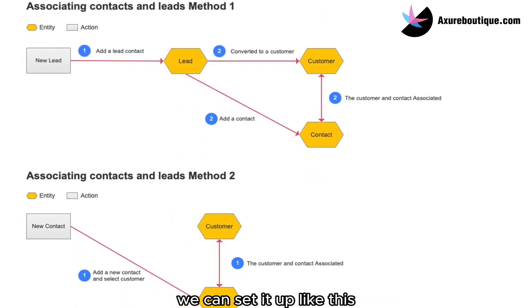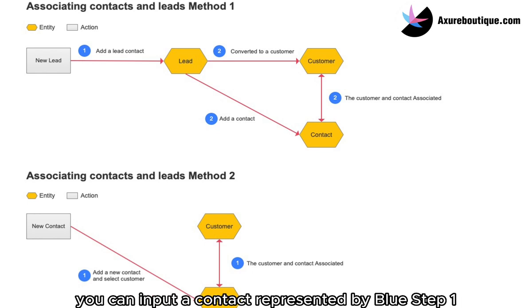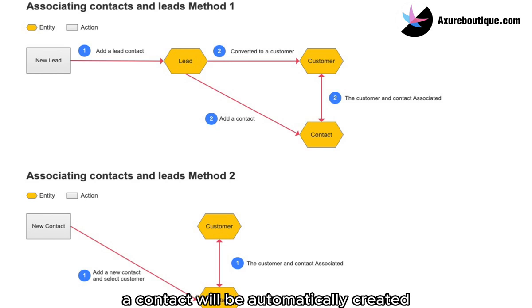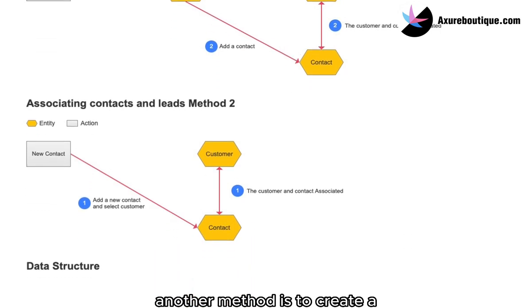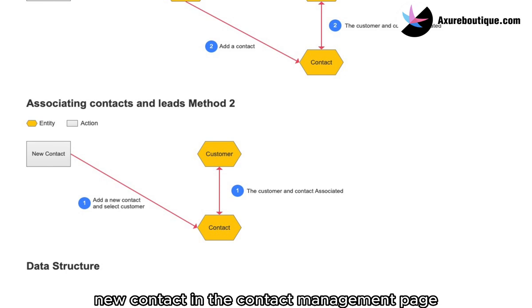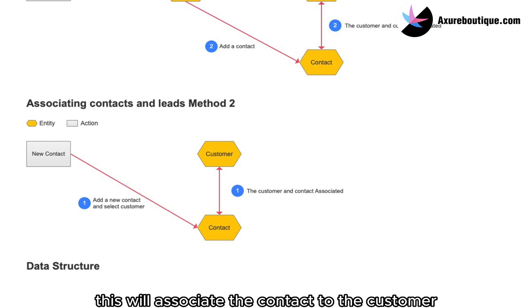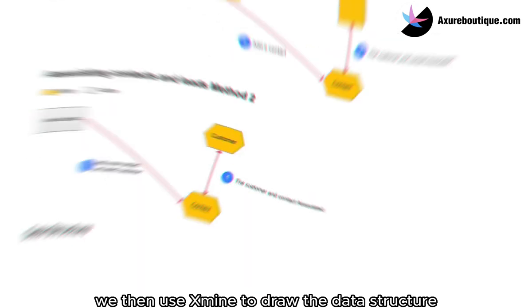So how are these entities associated? We can set it up like this. When creating a new lead in the lead management page, you can input a contact, represented by blue step 1. Then, when the lead is converted to a customer, which is step 2, a contact will be automatically created, and this contact will be mutually associated with the customer. Another method is to create a new contact in the contact management page and then select the customer it is associated with. This will associate the contact to the customer. We then use Xmind to draw the data structure.